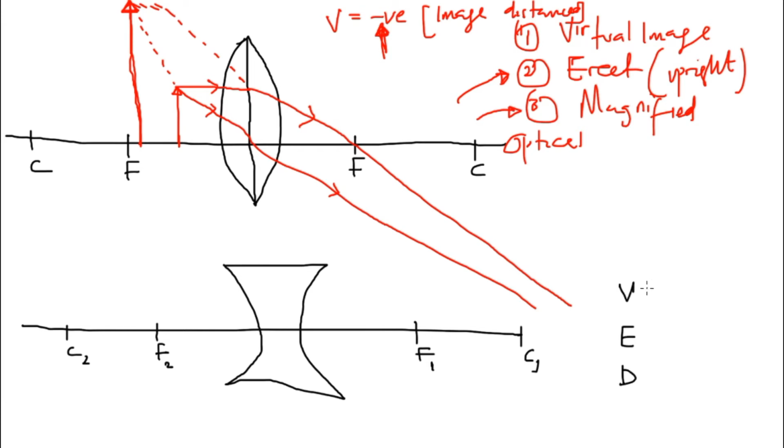That is, it will be virtual, and I'll explain why it is virtual. It will be erect. If an image is erect, it means it is upright. It means it is formed at the top of the optical axis, and it will be diminished. That means it will be smaller than the object.